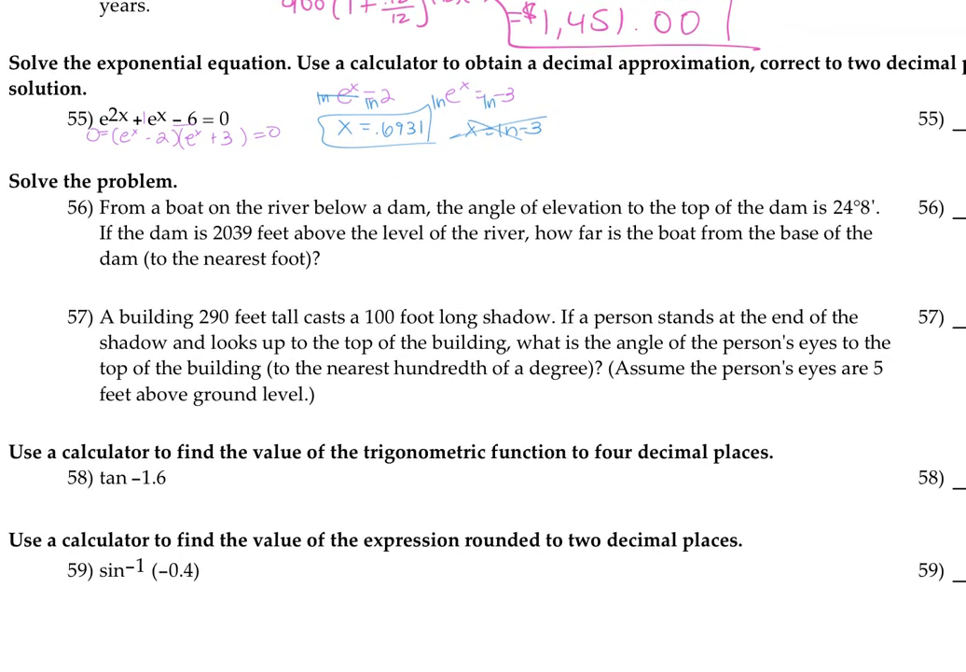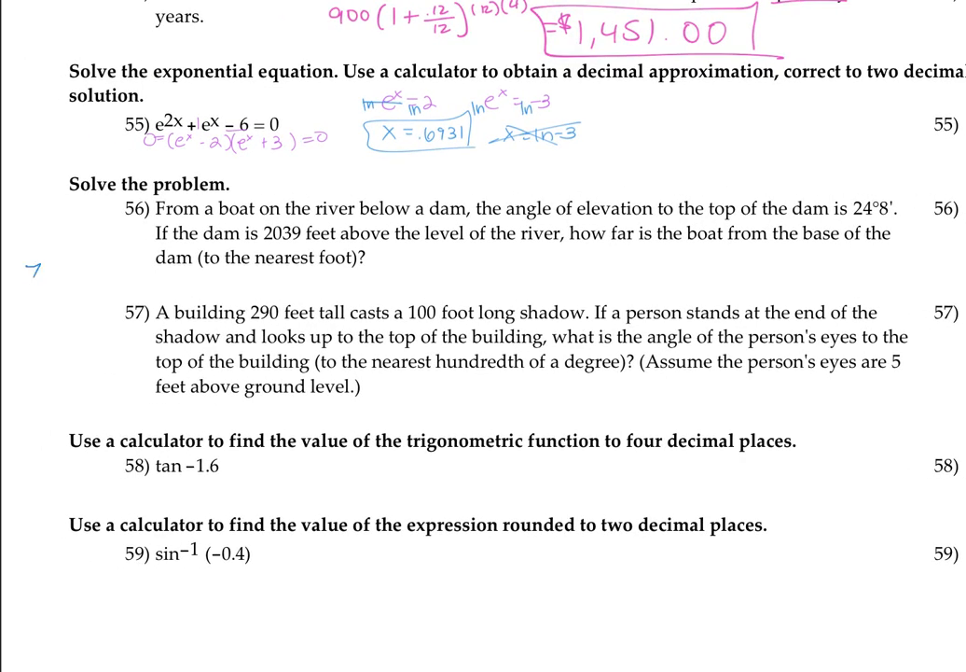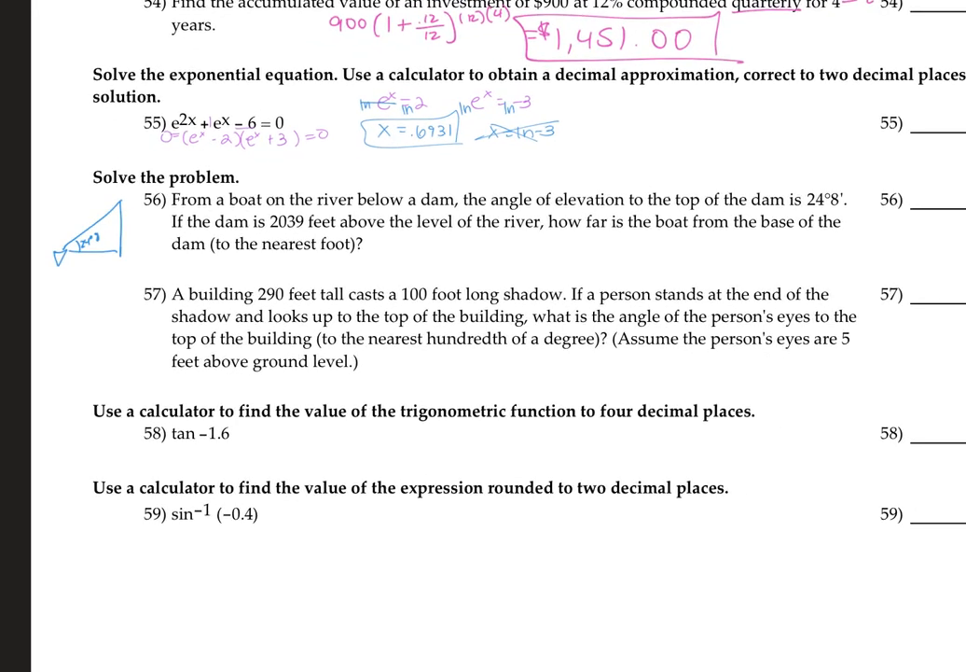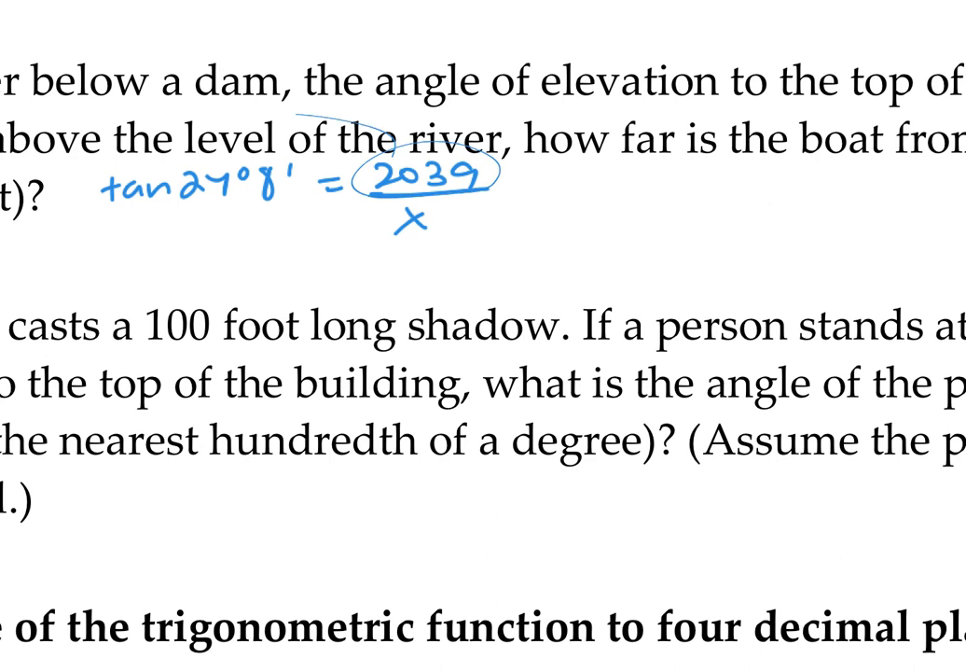56 says, from a boat on the river below a dam, the angle of elevation to the top of the dam is 24 degrees and 8 minutes. If the dam is 2,039 feet above the level of the river, how far is the boat from the base of the dam? This is tangent because it's opposite over adjacent. So tan of 24 degrees, 8 minutes equals 2,039 over x. Because the variable is on the bottom, I'm going to take this and divide it by that.